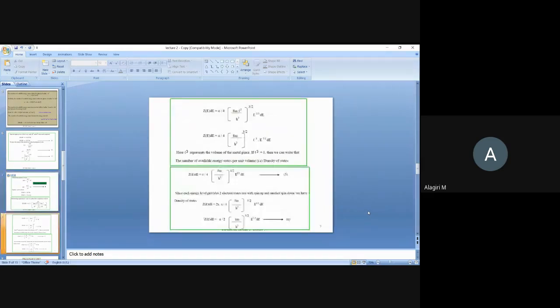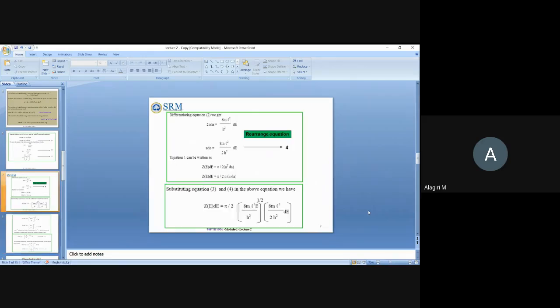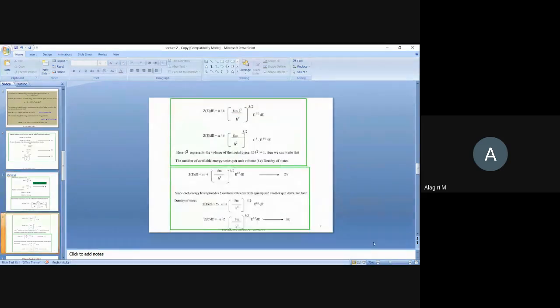After rearranging these equations, the equation becomes Z of E into dE will be equal to pi by 4 into 8 m L square by h square is a common term. Check this equation here, power 1 by 2. In the third term, power 1. So 1 by 2 plus 1 becomes what? 3 by 2. So 8 m L square divided by h square power 3 by 2.